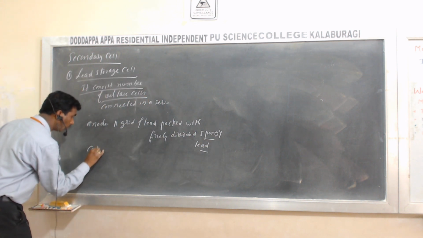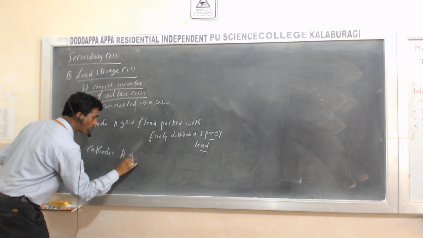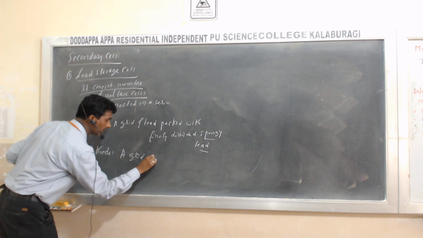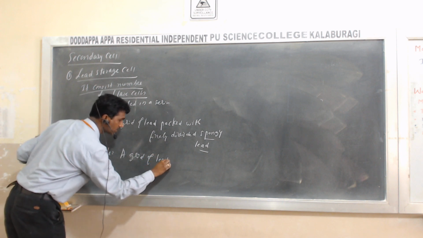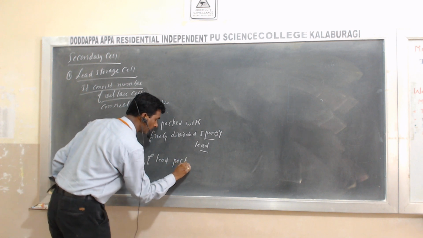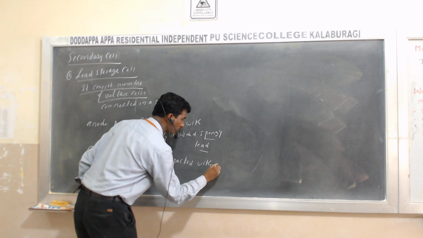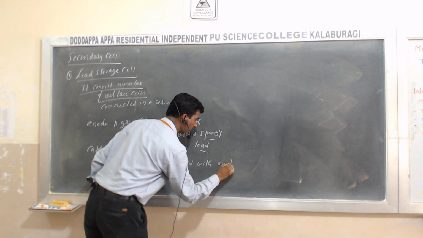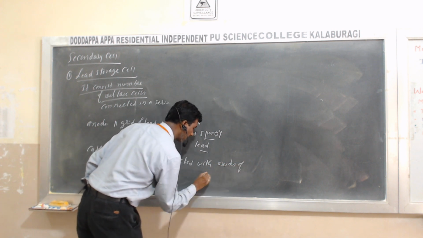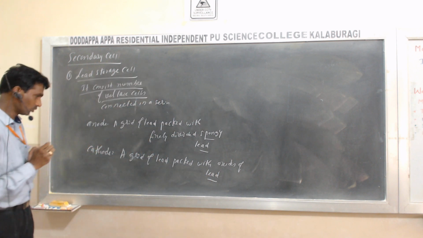Which is the cathode? A grid of lead is packed with what? Oxides of lead, or lead oxide. So it is nothing but a cathode.